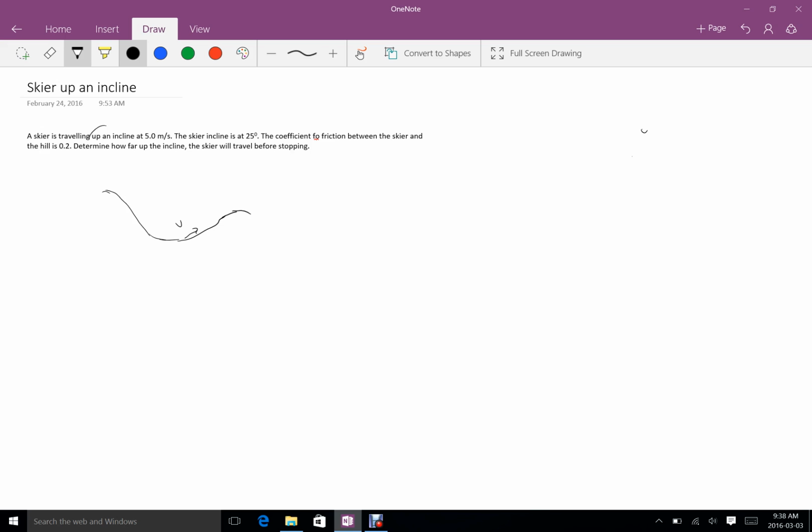So a skier is traveling up an incline at 5 meters per second, so V1 equals 5.0 meters per second. The incline has an angle of 25 degrees, so we're assuming that this is 25 degrees. The coefficient of friction between the skier and the ground is 0.2. Determine how far up the incline the skier will travel before stopping. So the first thing we're going to do, and we want to know the distance, how far up the incline.